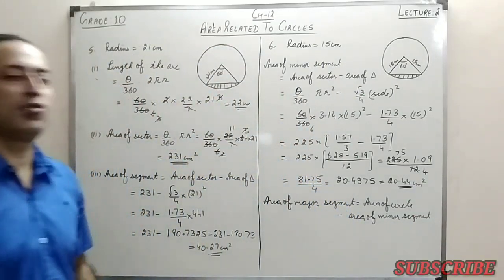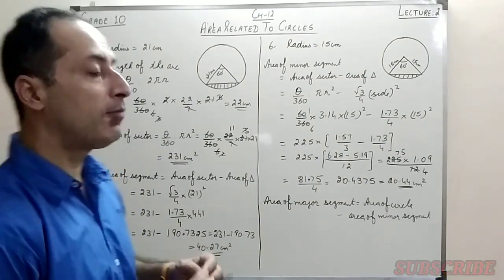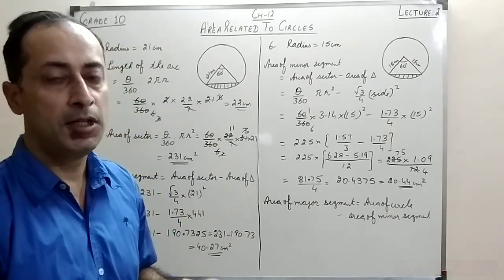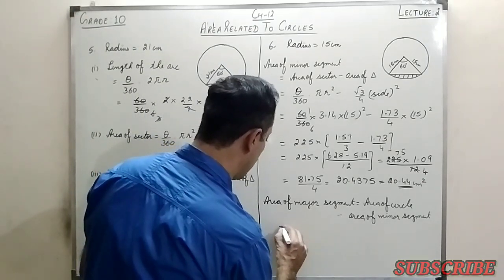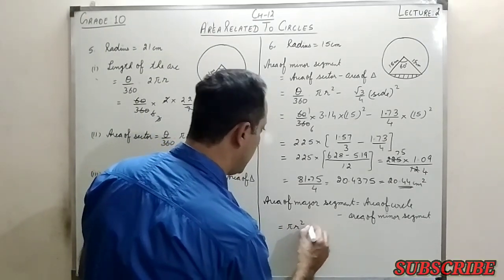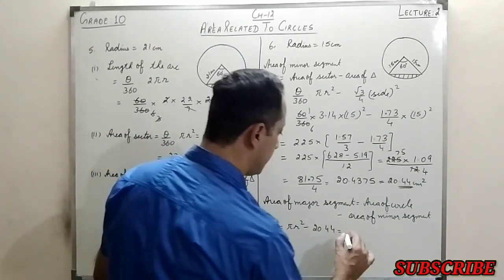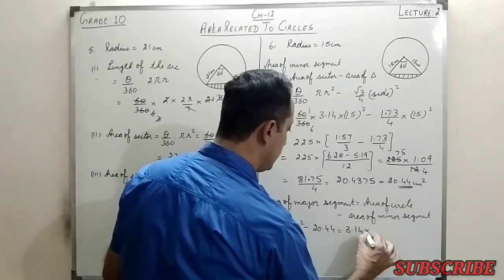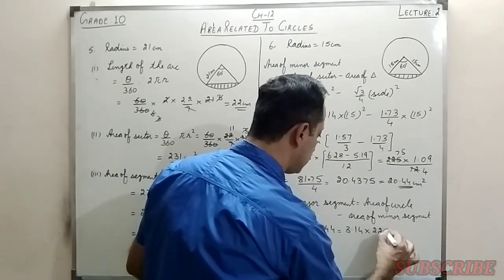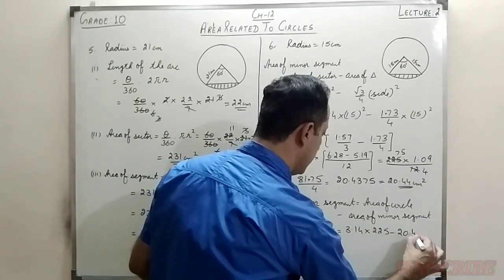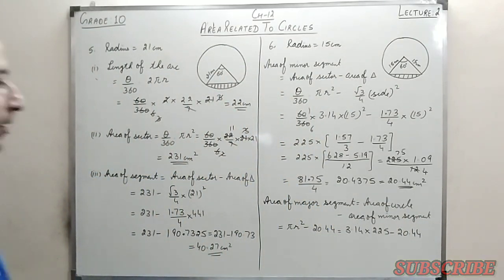The only problem in these questions is their calculation. So you have to be very, very careful while doing the calculations of these questions, because one point can give you the wrong answer, right? Now area of circle would be pi r square. So this is pi r square minus 20.44. Now we just substitute the value. This is 3.14 into 15 square. This is 225 minus 20.44. Now we multiply 225 by 3.14.